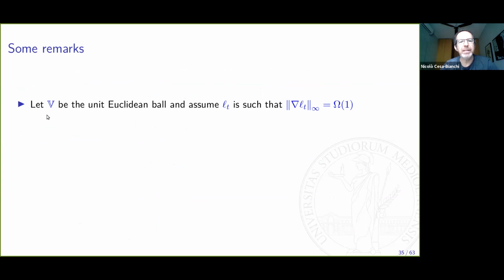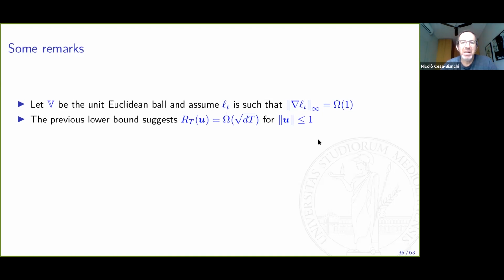One simple case is that my decision space is a Euclidean ball. This is a very standard case. And maybe my loss functions have the infinity norm of the gradient bounded away from 0. Maybe they are constant, so the gradient is a vector with constant-size components. If I translate these assumptions and put them back in the previous lower bound, this suggests that in such a situation, any algorithm should suffer a regret which scales with the square root of the number of dimensions times time. And this holds whenever my decision space has diameter 1, so there's no dependence on the diameter, and this D is just because the gradient has D many components.